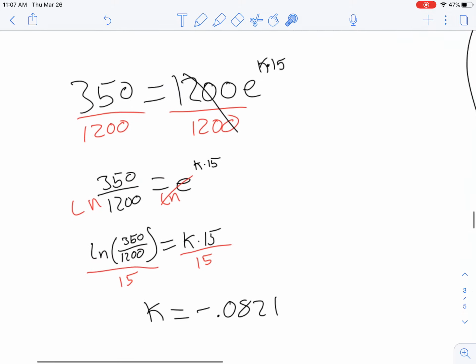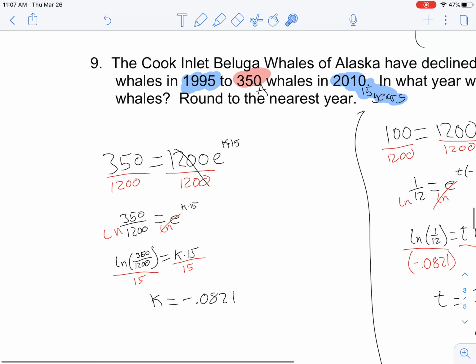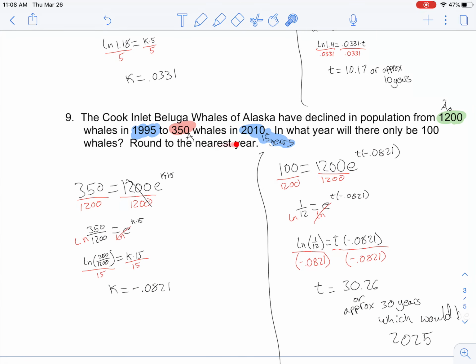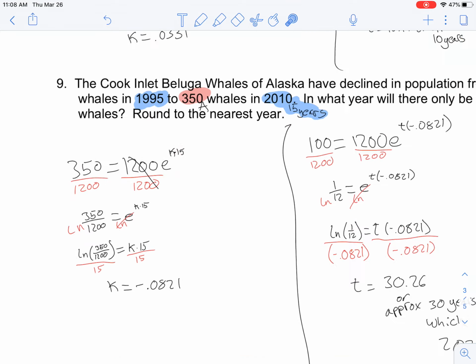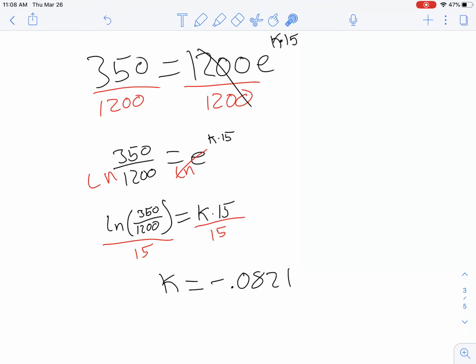So on this side, I have 350, which is my current amount, equals 1200, which is my original amount, times e raised to the k, that's our rate, we don't know that, times 15. That's how many years. So from 1995 to 2010 is 15 years, so we're using 15 there. I divide 1200 from both sides, and this one I left, instead of putting the decimal, I left it as a fraction. It works, like I said, the same. It'll be more accurate that way. If there's a huge decimal that we'd have to round, this gives us a more accurate answer.